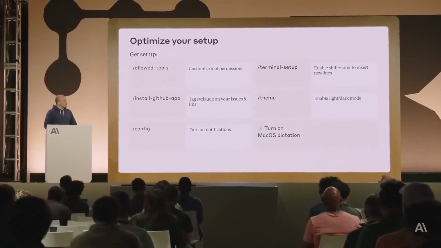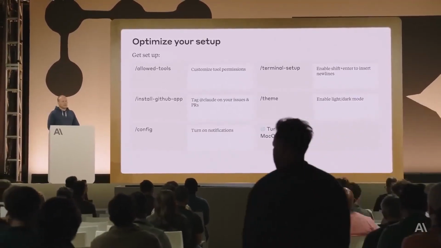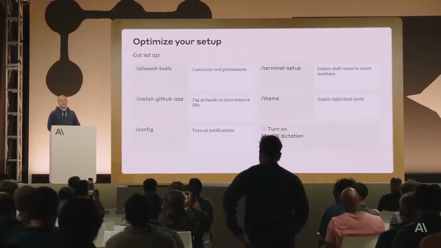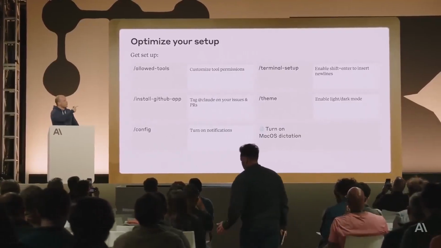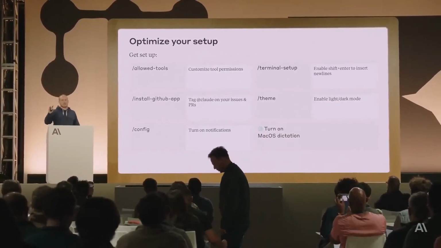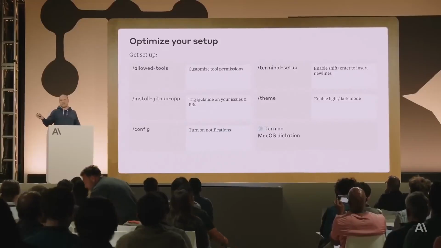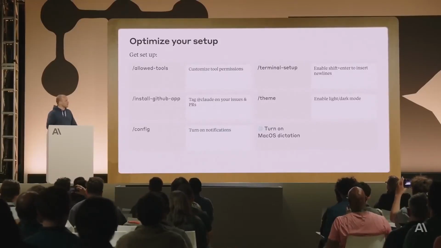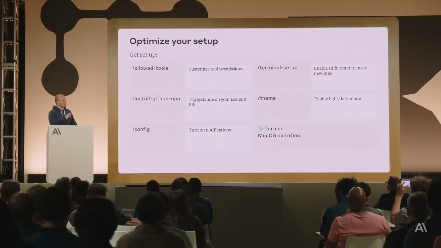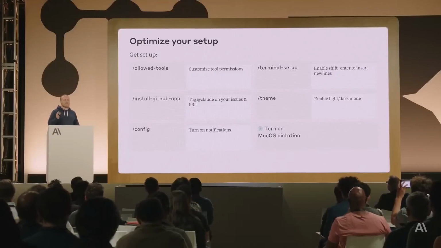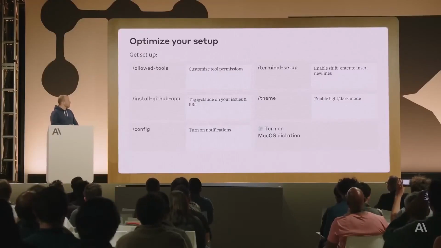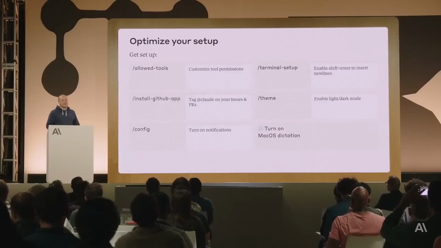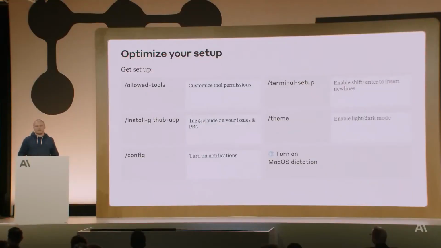As you open up Quad Code for the first time, there's a few things that we recommend doing to get your environment set up. And these are pretty straightforward. So run terminal setup. This will give you Shift-Enter for new lines, so you don't have to do backslashes to enter new lines. It makes it a little bit nicer to use. Do /theme to set light mode or dark mode or Daltonize themes. You can do /install GitHub app. So today we announced a GitHub app where you can mention Claude on any GitHub issue or pull request. To install it, just run this command in your terminal.